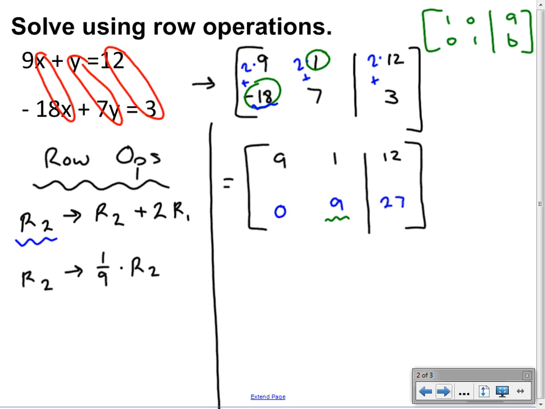So here's our next row operation. Again, the only thing that's changing is row 2. So I'm going to go ahead and just copy down row 1. Now for row 2, we have 0 times 1/9, so that stays 0. 9 times 1/9 is 1, and 27 times 1/9 is 3. So now we can see that our bottom row in our matrix right now matches the bottom row in what we're trying to get here.